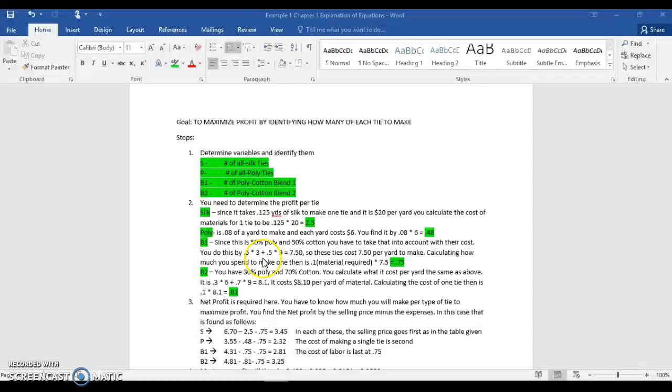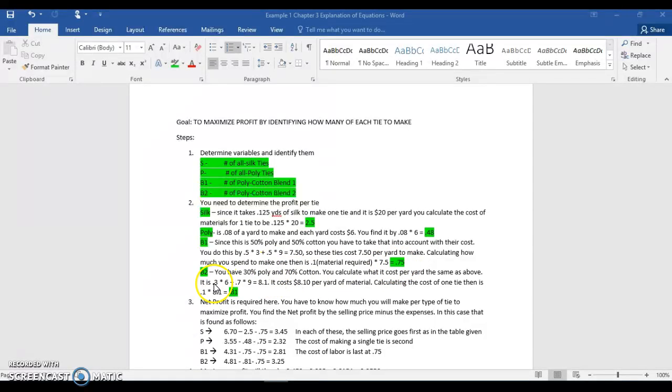For blend 1, same idea. Since it's 50% polyester and 50% cotton, you can do 0.5 times 3 plus 0.5 times 9. Those are 3, the cost for the poly, and 9, the cost for the cotton, and that gives you $7.50. So now what you know is that it's $7.50 per yard for this type of tie. You still have to find out how much it is per tie. Since 0.1 yards of material is required per tie, you multiply that by 7.5 and you get 0.75.